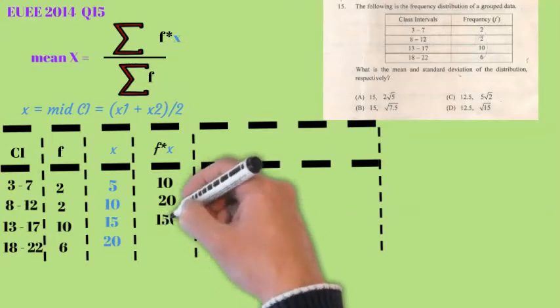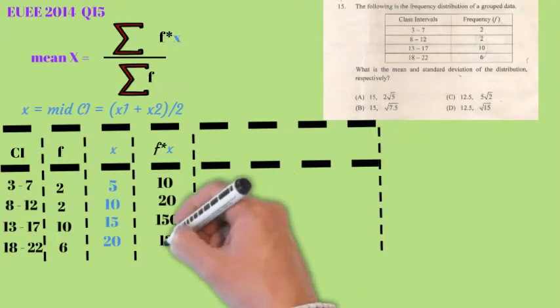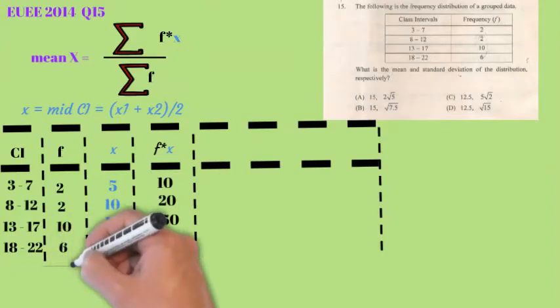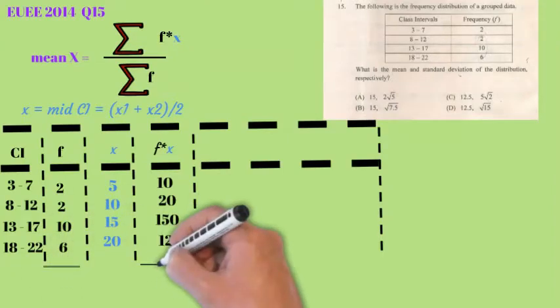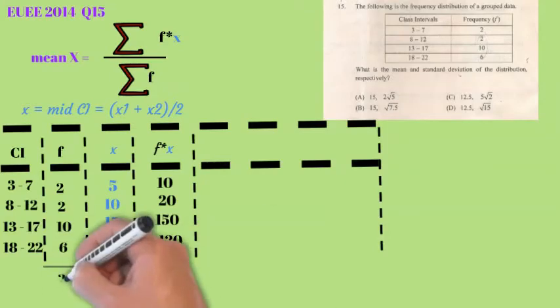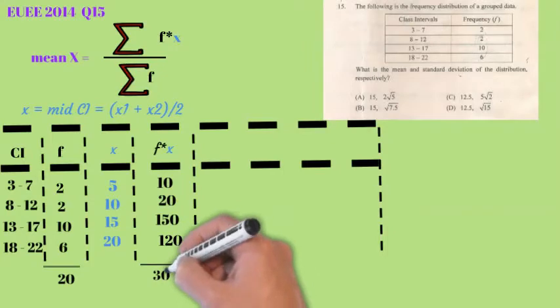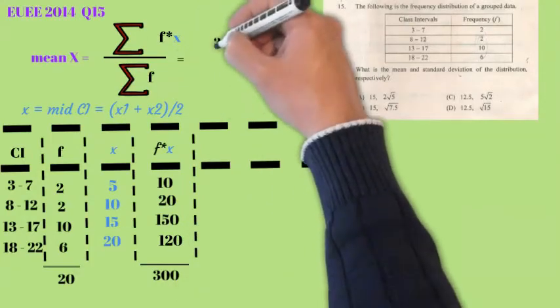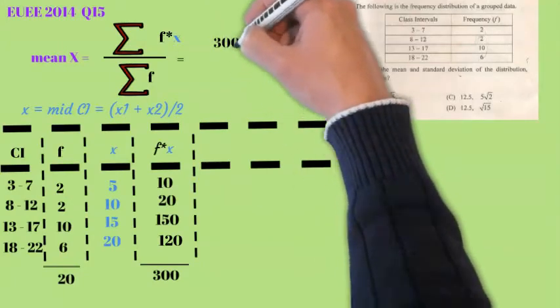So we'll multiply each midpoint of the CI by the frequency. And then we'll find out the total number of frequency, which is 20, and also the total number of frequency times the midpoints. So it's going to be 300 divided by 20.